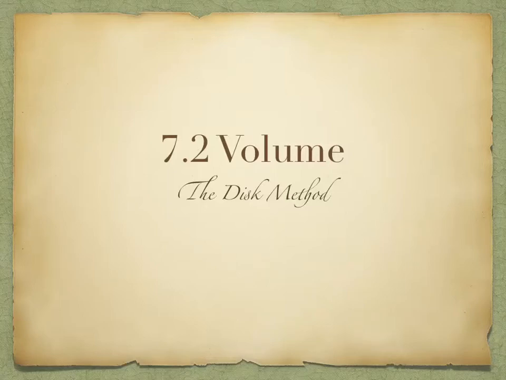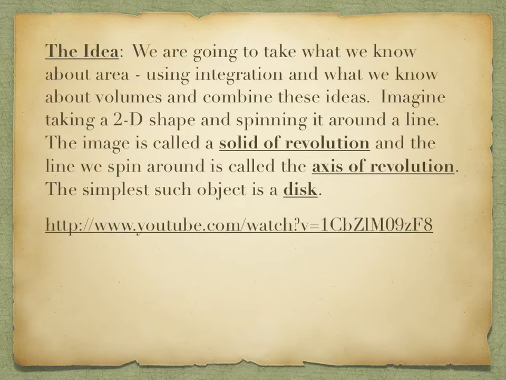All right, so today we're going to take a look at 7.2 volume, and we're going to look at something called the disk method. This is the title for the section, but we're actually going to look at two methods. One's called the disk method, the other's called the washer method. And what I want to first talk about is the general idea of what's going on.